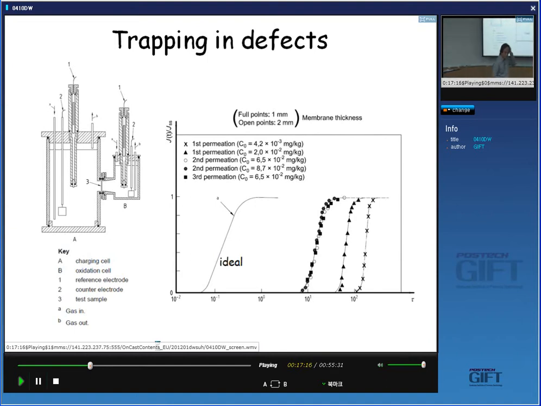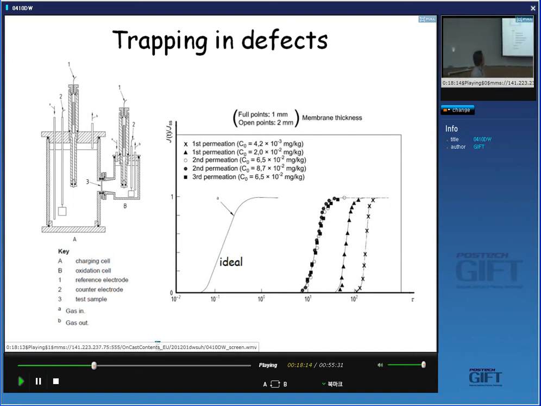This is the experimental apparatus for the evaluation of the diffusivity of hydrogen. Actually, this is the apparatus to do a permeation test. What is permeation? Permeation means that the atom goes through the material. So this is our sample, and in these two cells there is a potential gradient. At first hydrogen goes into this side, goes through the sample and goes out this side. By measuring the time for hydrogen permeation, we can evaluate the relative diffusivity of the material.